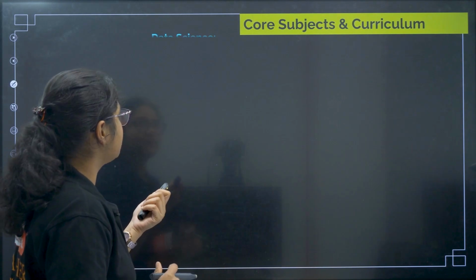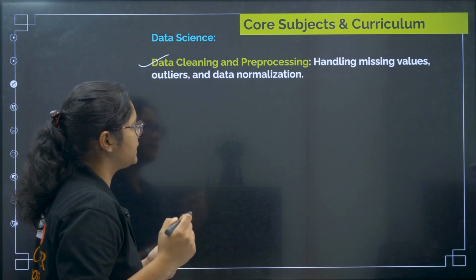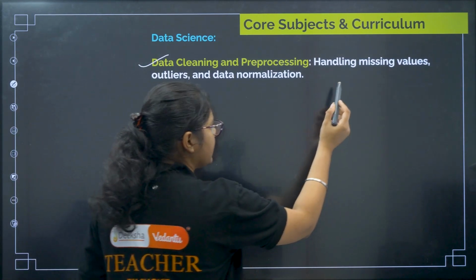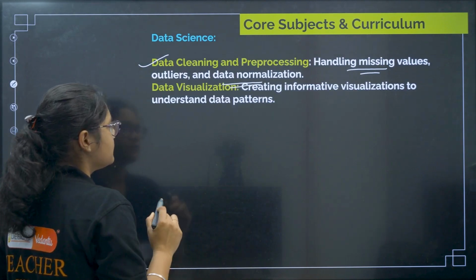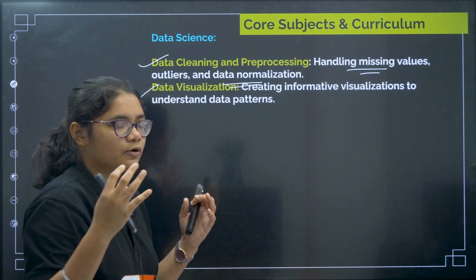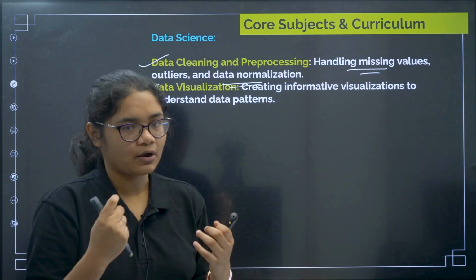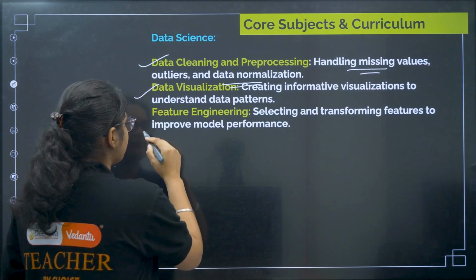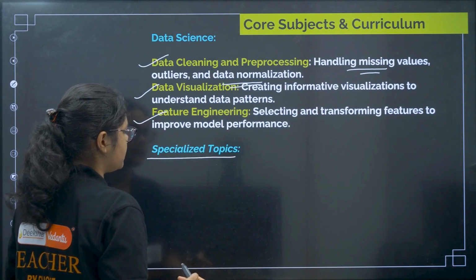So next, coming to data science, you need to know data cleaning and pre-processing: how to handle it if some data is missing, and how to normalize the data. Then data visualization: how to understand the data and bring a conclusion out of it. Then you have feature engineering. So these are the different subjects, and then specialized topics are there.